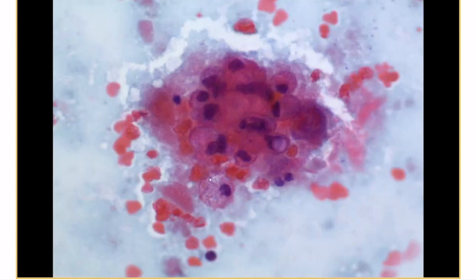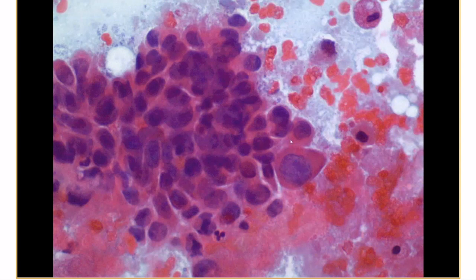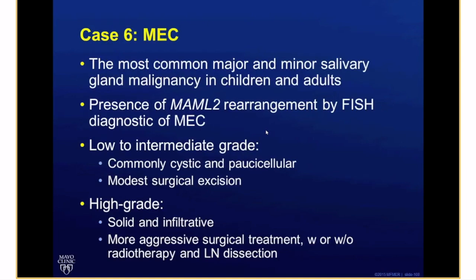Some of the cells look somewhat like mucoid or goblet-looking cells. Some have more clear cytoplasm. And in other groups, you see again a higher degree of cytologic atypia with very significant pleomorphism. Any considerations for this case? So we are pretty sure we are dealing with a malignancy, but would anybody guess what kind of malignancy? And yes, this is mucoepidermoid carcinoma.